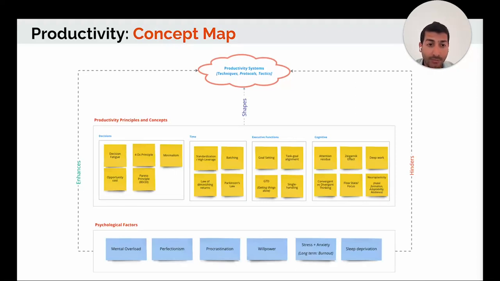And before we delve into the specific productivity systems and techniques, I believe it's going to be extremely helpful to view productivity through the lens of these psychological factors and the principles that stem from them. So we'll follow this flow, right? From bottom to top, we'll start with looking at the foundational psychological factors. We'll then move to the principles, and then finally we'll discuss the systems and tactics that derive from these, right? So let's start with the foundational layer that underpins everything else, the psychological factors.